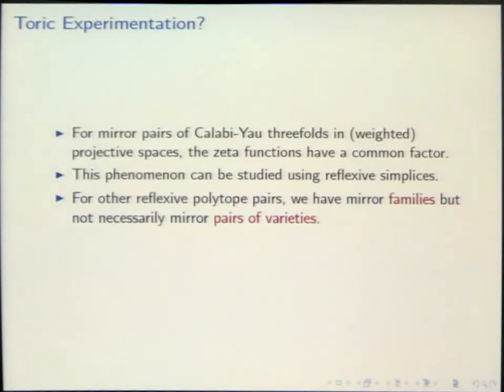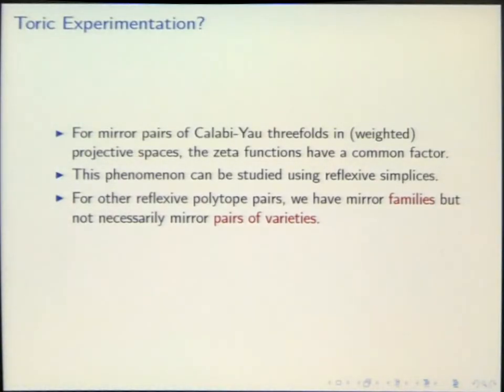You can try to study that, not just by writing it using these special pencils in projective space or weighted projective space, but using some more of the data that you get out of polytopes. In particular, you can use lattice points in reflexive simplices to organize all of the computations you would do to study this in a nice way.